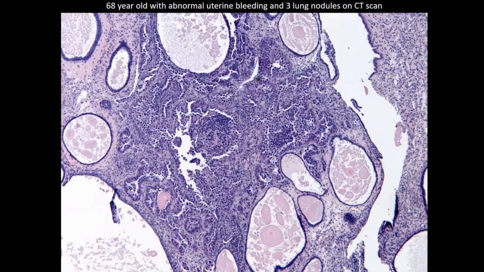So I guess the more appropriate clinical presentation that I could have given you on this case, if I was being completely clear and forthright, would have been a 68-year-old with abnormal uterine bleeding and 3 lung nodules on her CT scan, which I did find out after I went back and did the chart review, which is why I got the TTF1, and this ended up being a metastatic lung adenocarcinoma. So again, just a cautionary tale: if your stains are telling you something and your pattern's not quite right, think about a metastasis, especially in the case of a high-grade carcinoma.